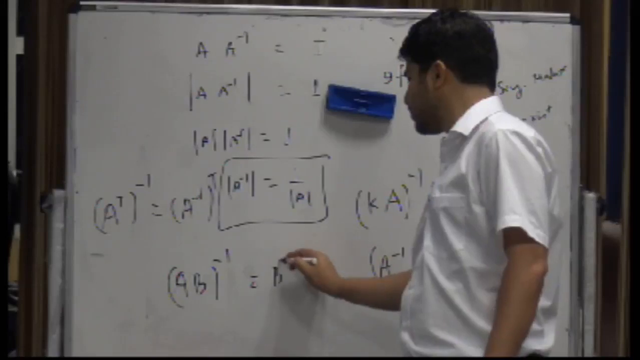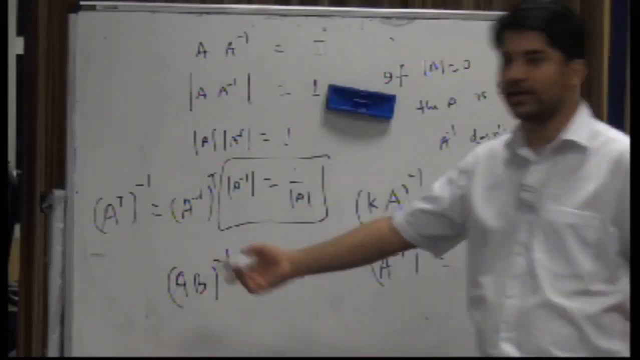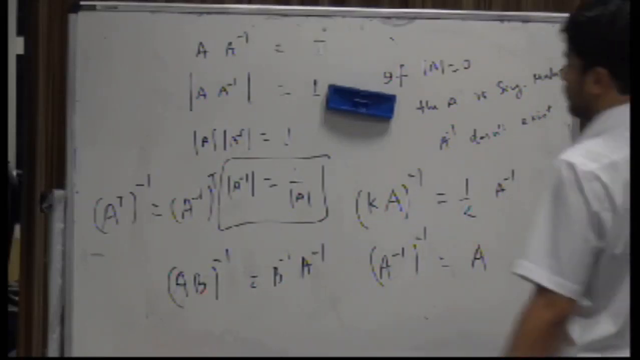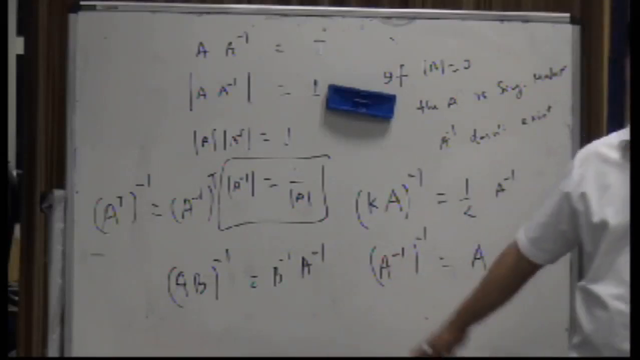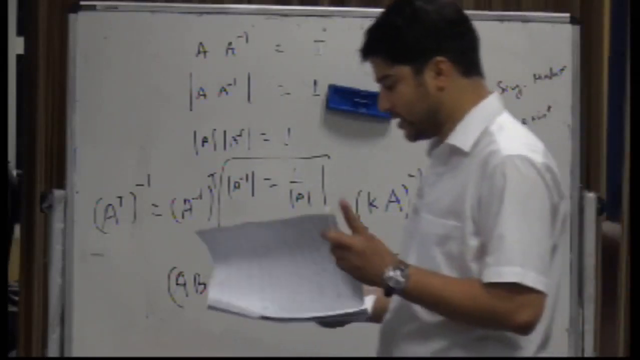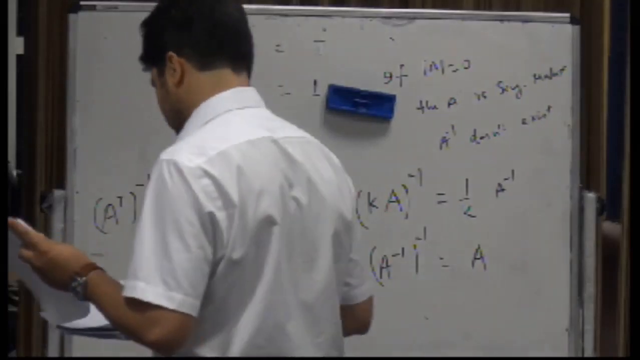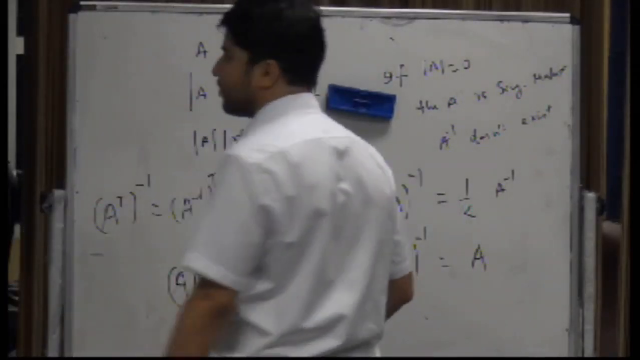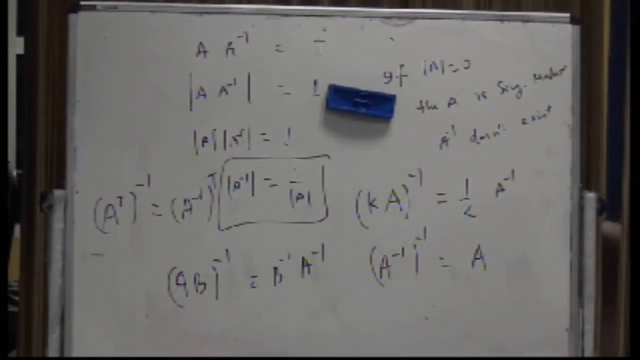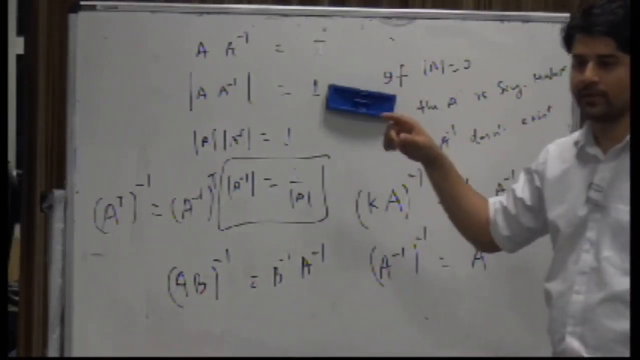Which you can easily prove by multiplying with the matrices. Understood? So these properties need to be kept in mind. I'll just ask two questions and then we'll go further. I'm going a little fast, I know, because we'll be able to finish the major chunk of matrices and a little bit of determinants.